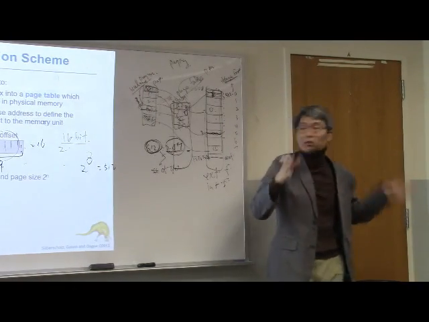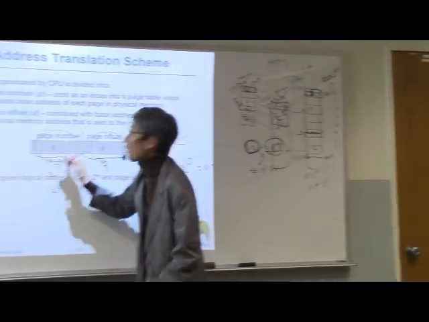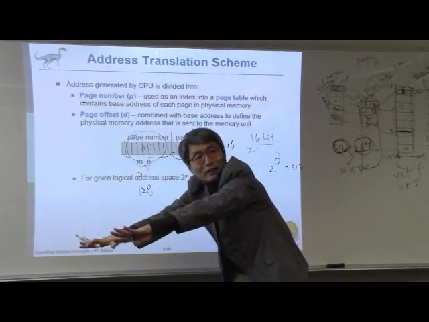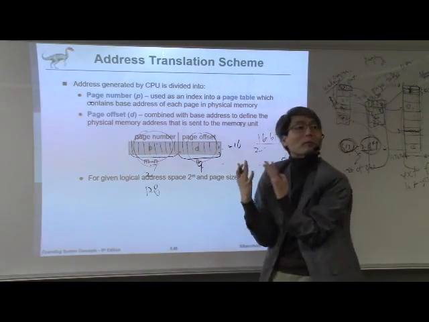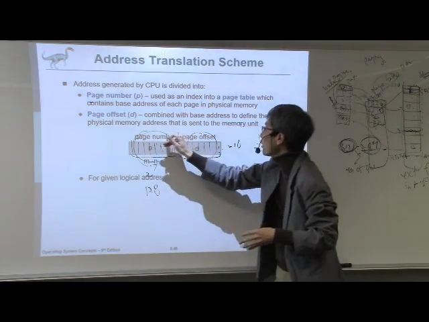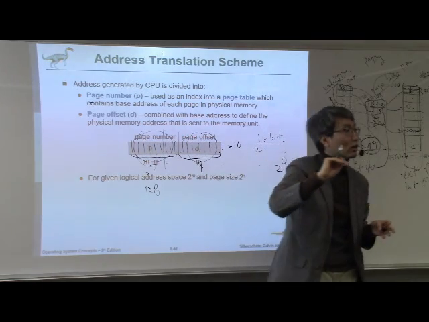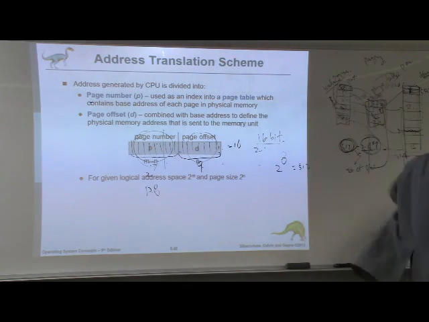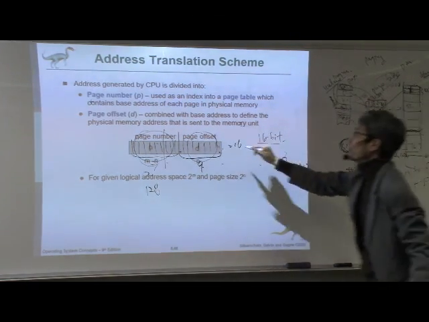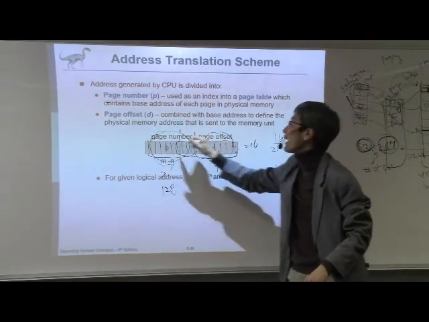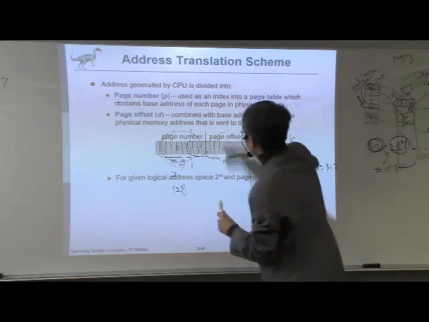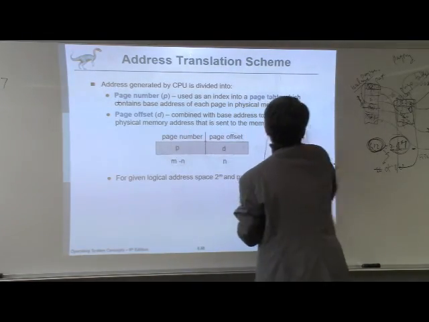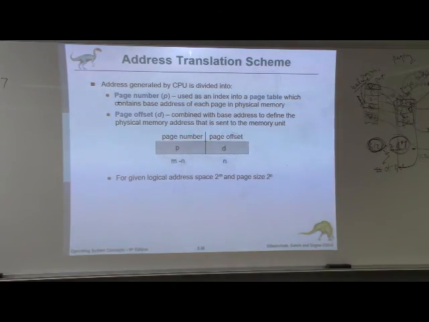Okay? So the first part is used for the page number, and the rest of them will be used for the page size. If you have a bigger page size, you need more bits for the offset and fewer for the page number. So this is how to address the pages.